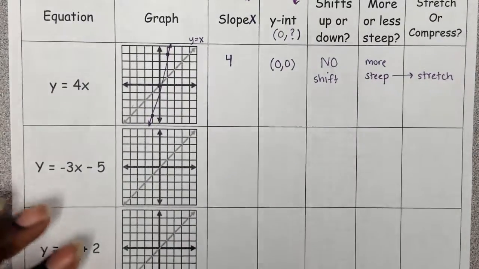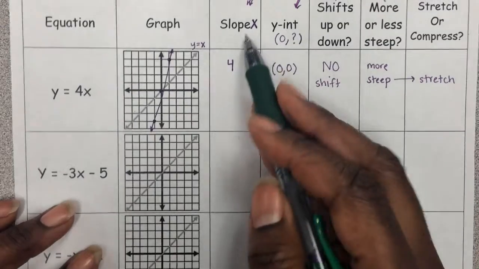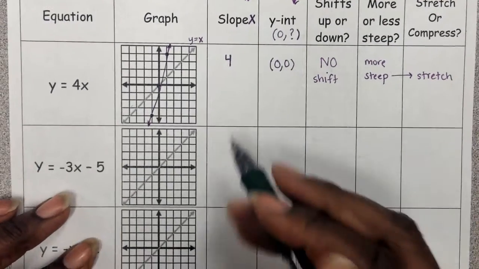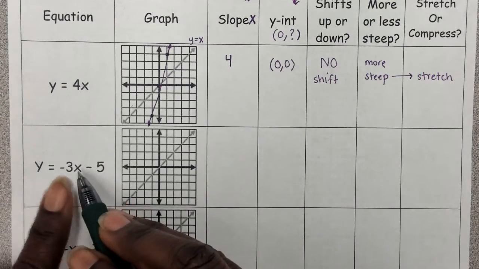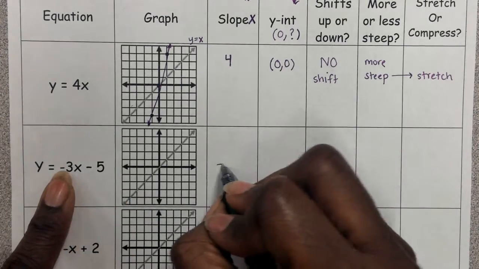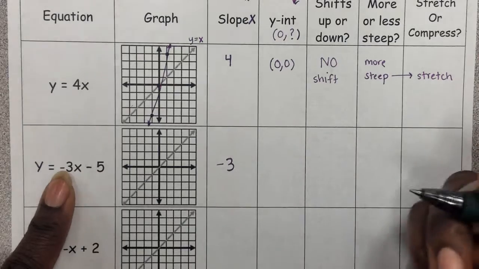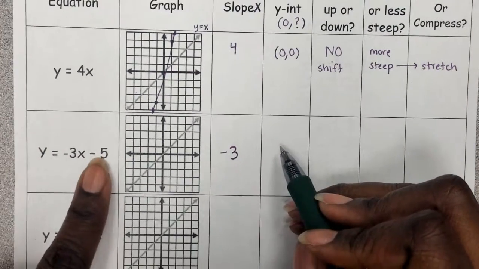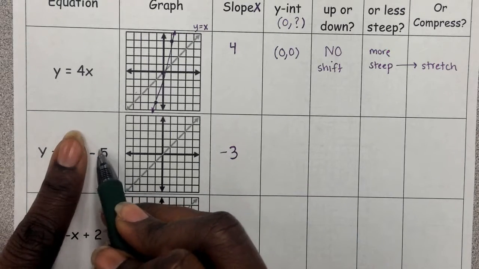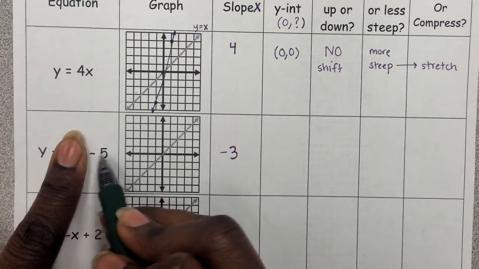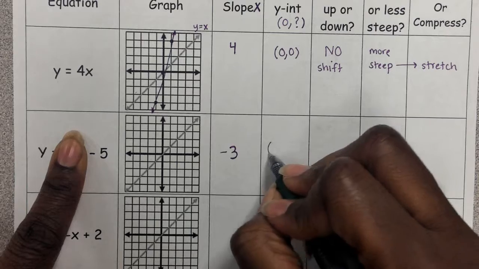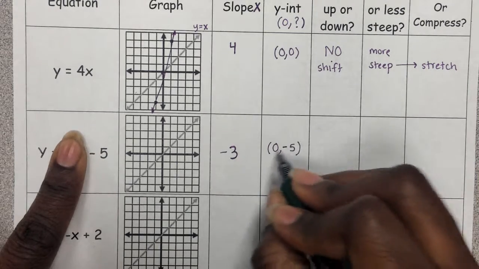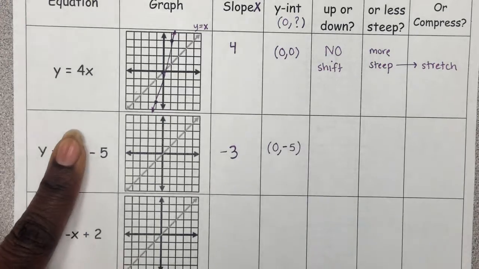So take a look here. First, let's figure out what the slope is. Remember, the slope is the number that has the x next to it. So, which one has the x next to it is the -3. The y-intercept is the number that does not have the x next to it. However, what is with this 5 is this sign right here. So the y-intercept is 0, -5. And like I said, yes, you must write the x, y.